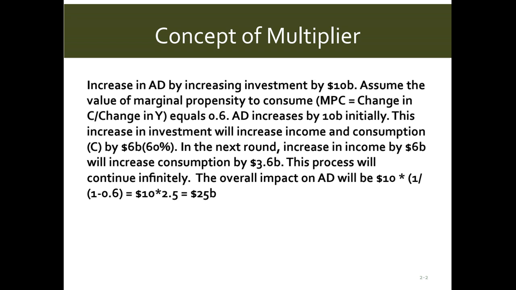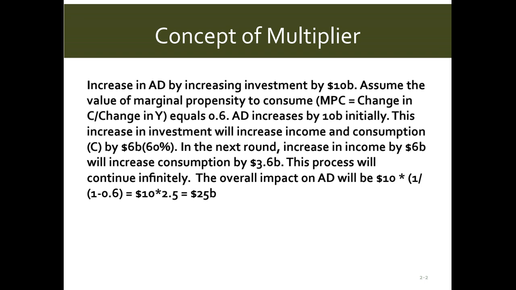Now I'll discuss, using that diagram, that suppose aggregate demand is increasing by $10 billion due to an increase in investment. So first, investors increase their investment by $10 billion. That is the first step. Assume the value of marginal propensity to consume, MPC, equal to change in consumption divided by change in income, equals 0.6.